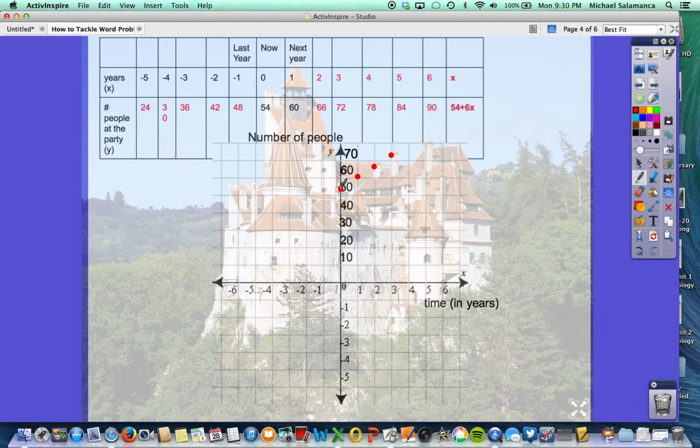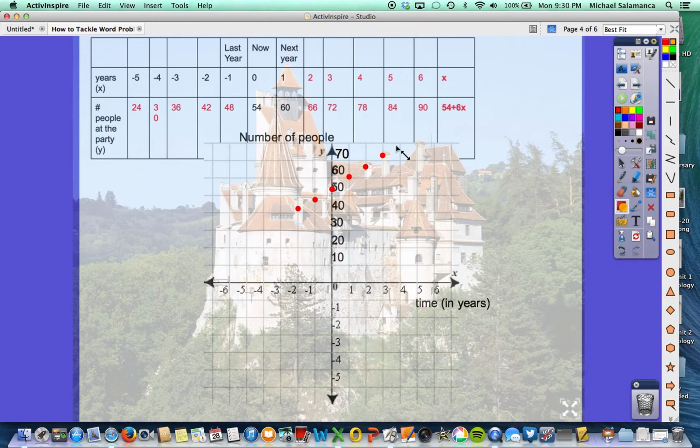Let's try doing some of the negative side. At -1 years, we have 48. At -2 years, we have 42. And we can keep going, but let's go ahead and just draw our line. If we draw our line appropriately, you'll realize that it should cross all of these points. And that's our graph.